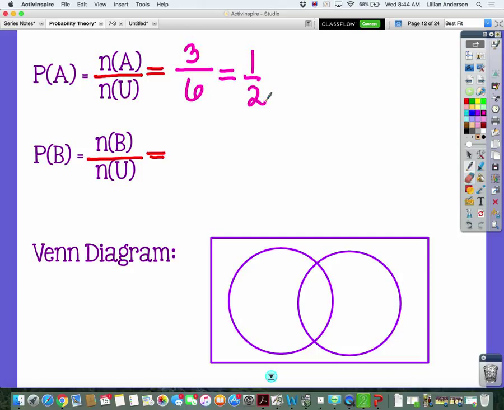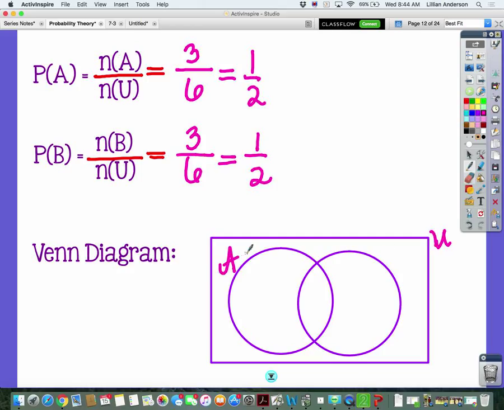The next one, the probability of B. So what's the probability of rolling a prime number? Well, that's the number of elements that are in set B, which are 3, divided by the number of elements in the universal set, which is 6, which is again another 1/2. Okay, so you can list them out and see how many elements you have in each particular set, or if you want, you can use a Venn diagram.